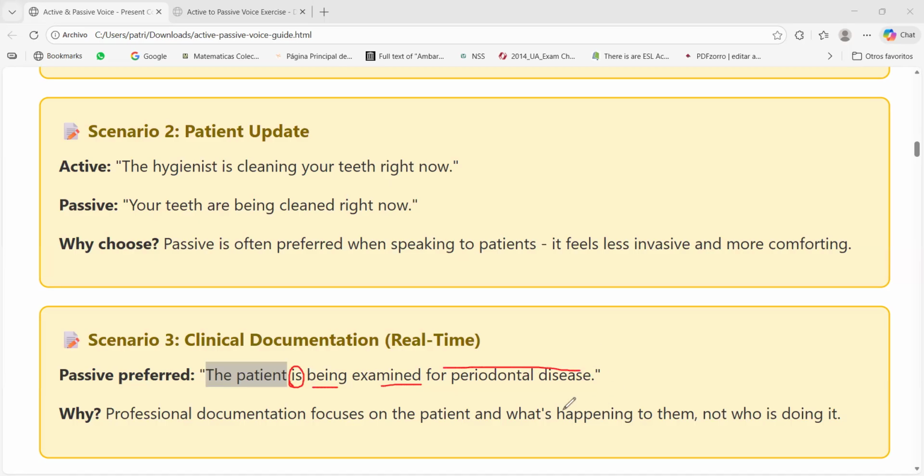So in these scenarios, my dear students, we use active and passive, but passive is our special focus. In this one, you may include, it's optional, by the dentist. It's the expert.